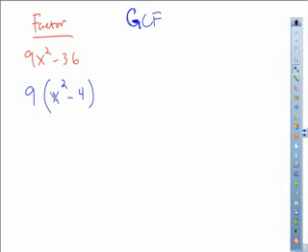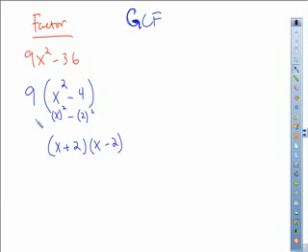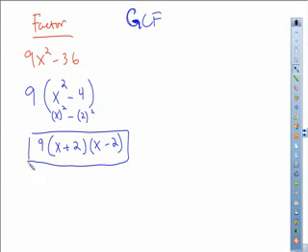Then you have to recognize, wait, this looks like a difference of squares. So how do we get x squared? Well, that looks like x to the second power. How do we get 4? That's 2 squared, or 2 to the second power. So when we factor this, it's going to be x plus 2 and x minus 2. And don't forget your GCF, which is 9. So this is the problem factored out completely. Let's try another one real quick.